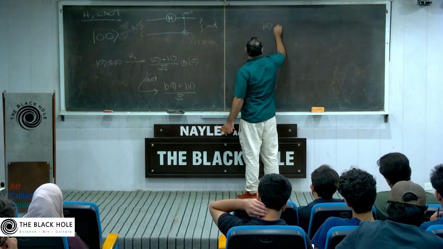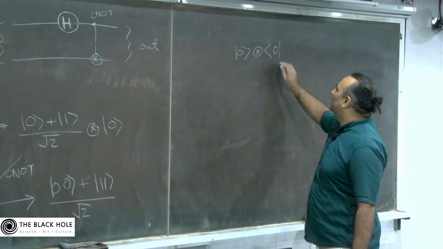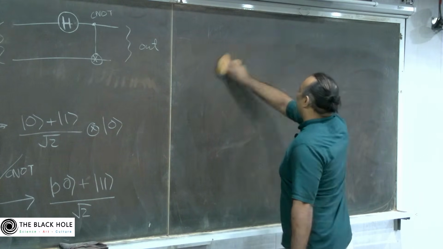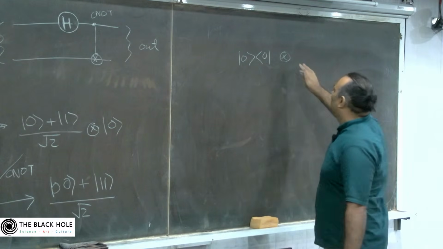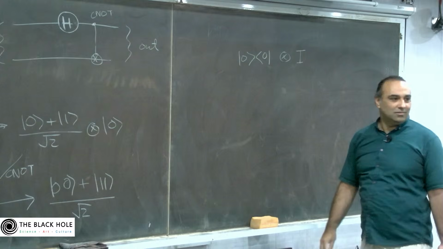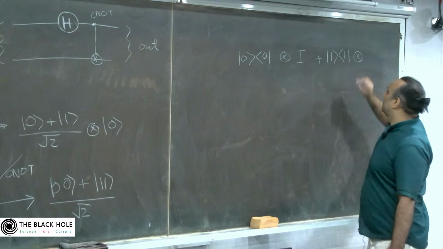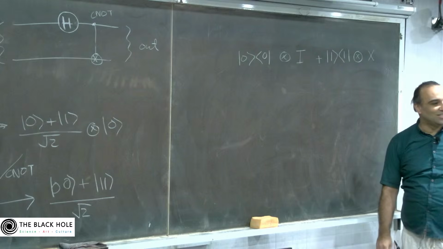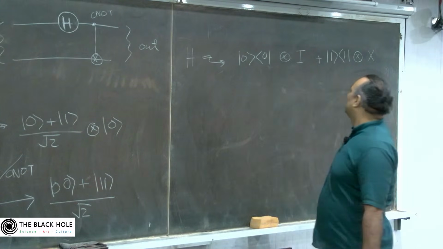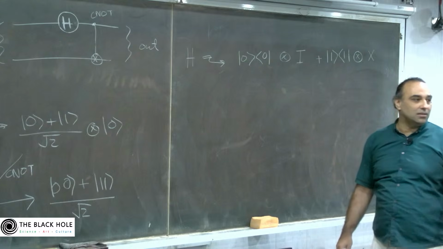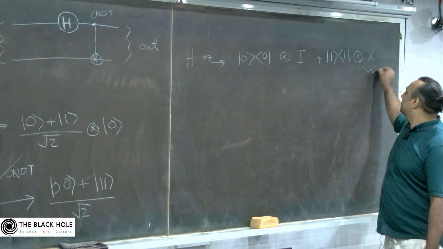So this is the first qubit. Then I, which doesn't do anything, plus X. So if our Hamiltonian has this kind of structure, then its evolution would do this conditional operation. Okay.